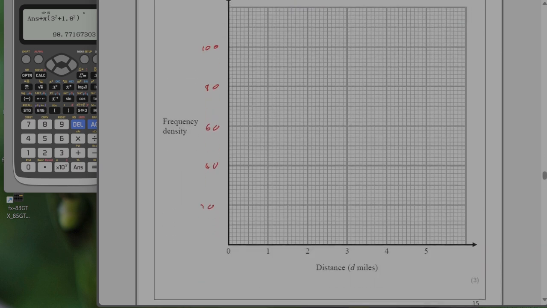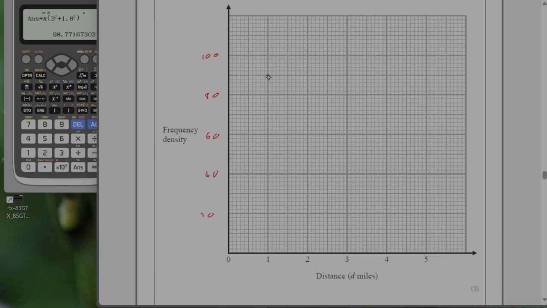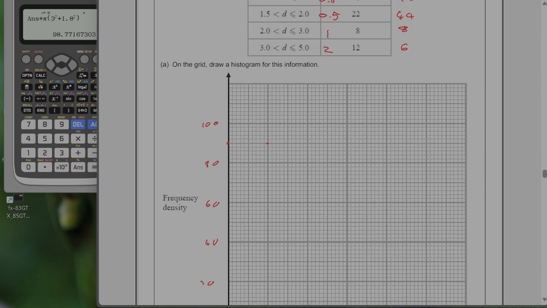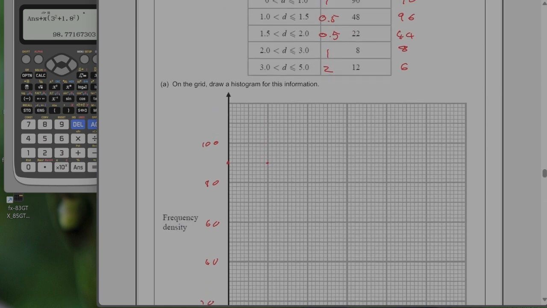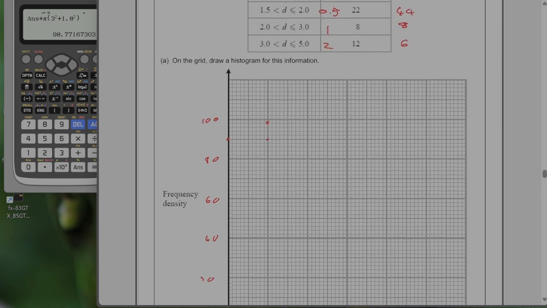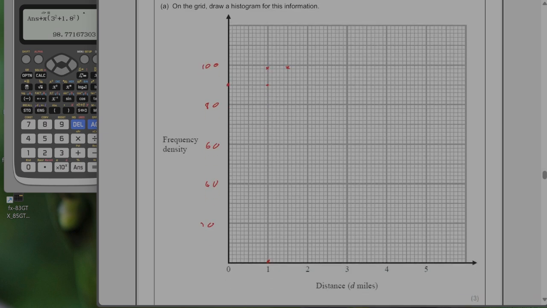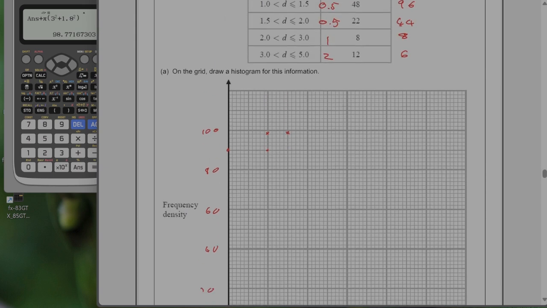My first one then is 0 to 1, and I need to go up to 90. So I'll put my blocks in to start with. Then I want to go up to 96. So this is going to be going up in 4s, so that's going to be up to there. And that one's only half wide. My next block is going to go up to 44.